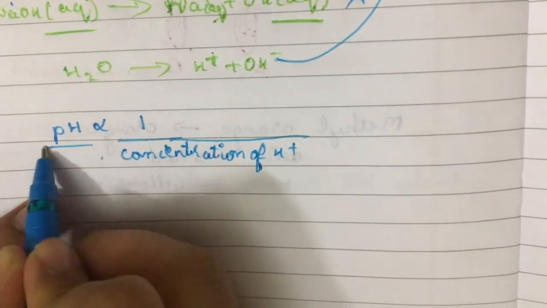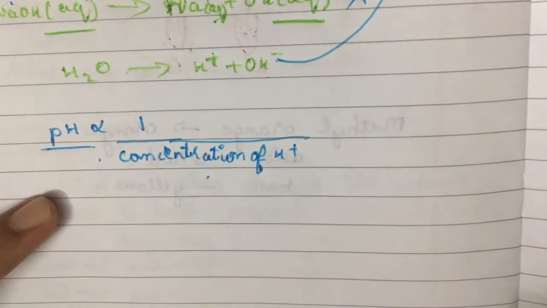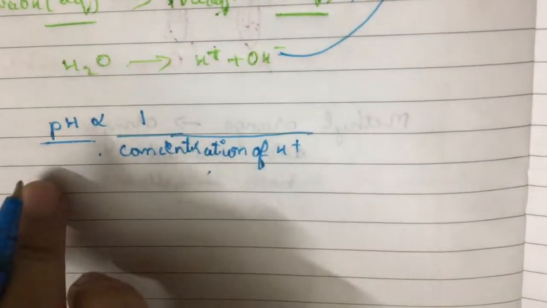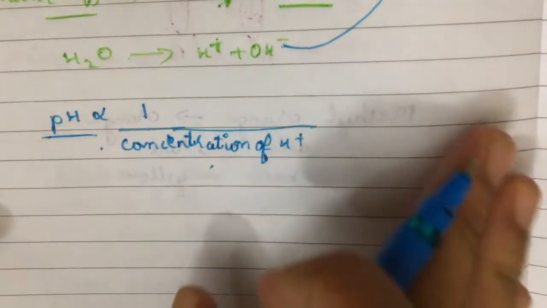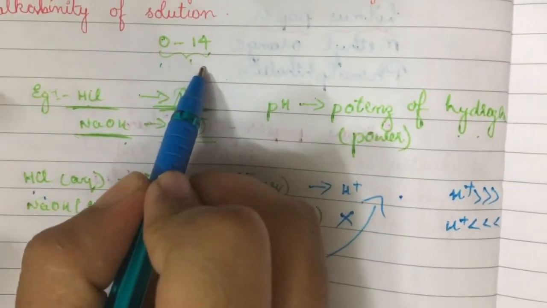So as the pH increases, the concentration of H plus is less, and the more the concentration of H plus, the less will be the pH. This is what is defined by Sorensen. So as you all know, the pH range is from 0 to 14.